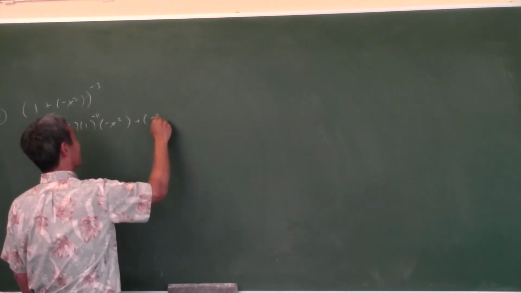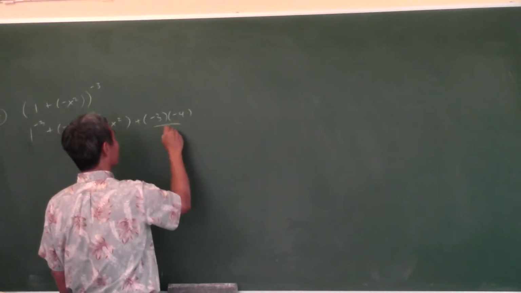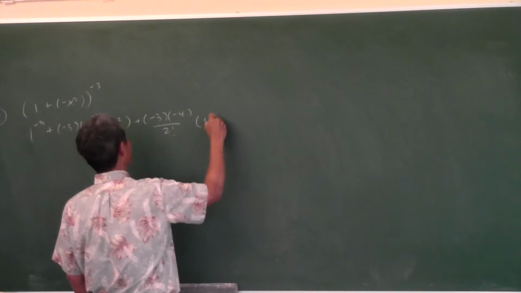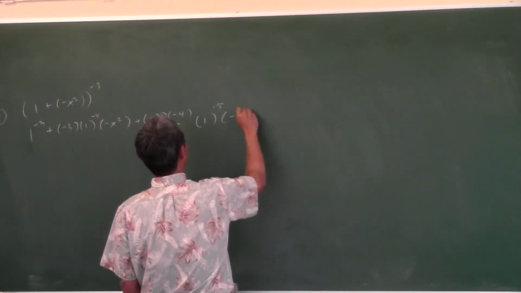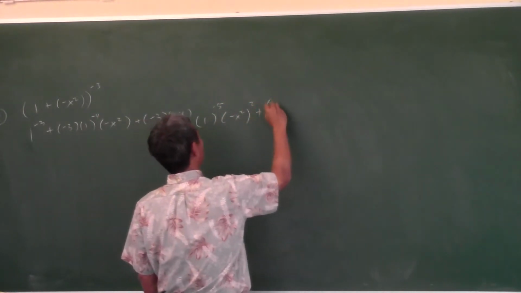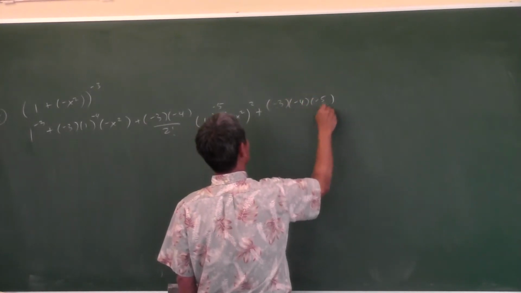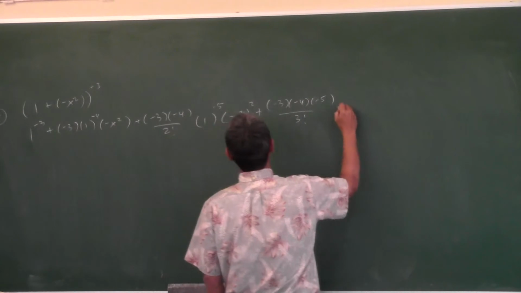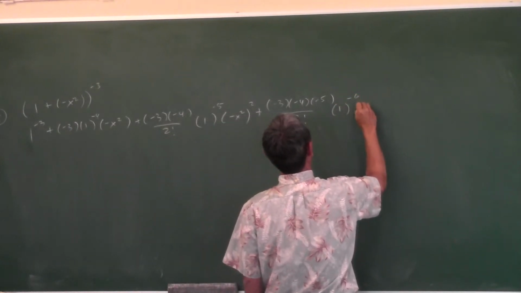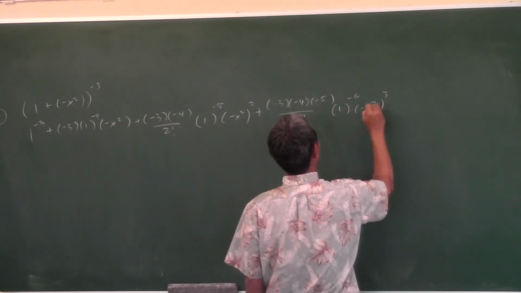Okay, go. a to the n, plus n. The power of a goes down by 1, the power of b goes up by 1. Then n minus 1 over 2 factorial. The power of a goes down by 1, the power of b goes up by 1. Have we memorized the binomial theorem yet? Or I just don't know with you guys. 3 factorial. The power of a goes down by 1, the power of b goes up by 1.